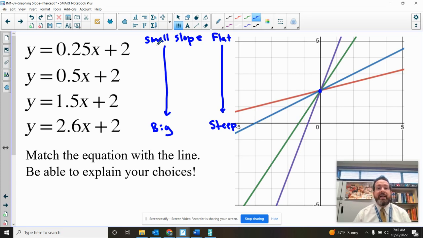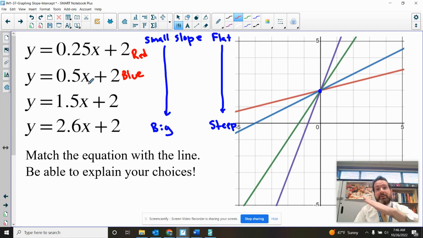So this top line with the smallest slope should be the line that is the flattest. As I look at these, it's the red one that is the flattest. So my first line is my red line. The next bigger slope is going to be just a little bit more steep than the previous one. That's going to be the blue.